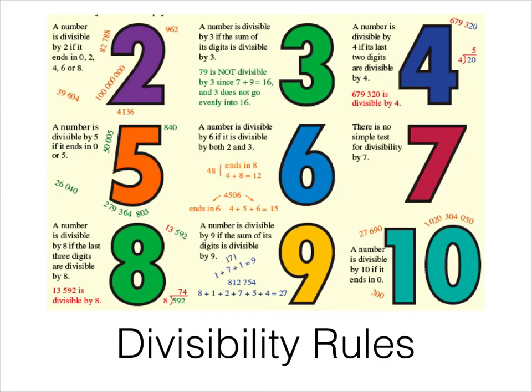Before we start actually doing some examples of polynomials, let's talk divisibility rules. So your basic divisibility rules, some of them I know you know by heart. 2 if it's even. So if it ends in 0, 2, 4, 6, or 8. If it's even, it's divisible by 2.